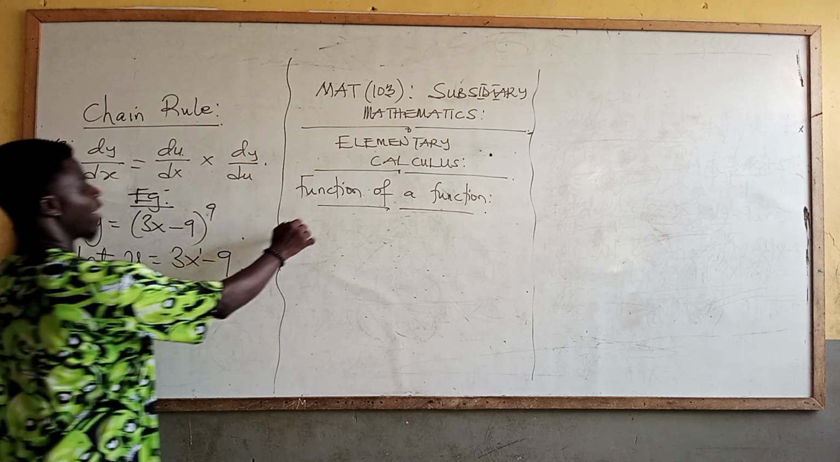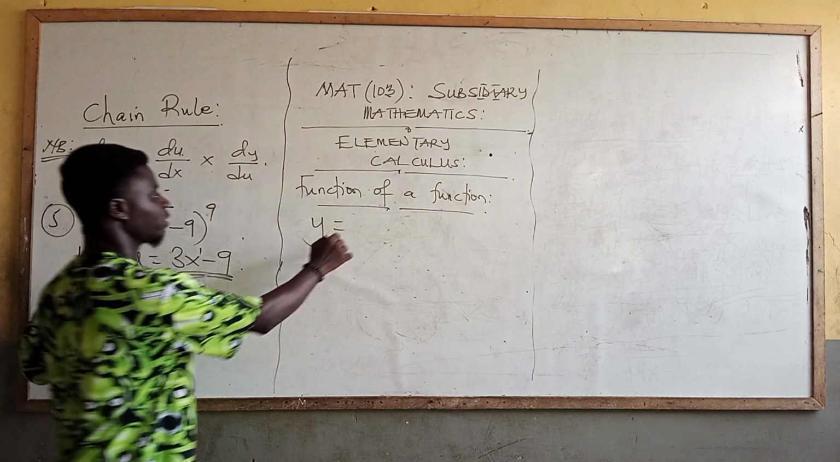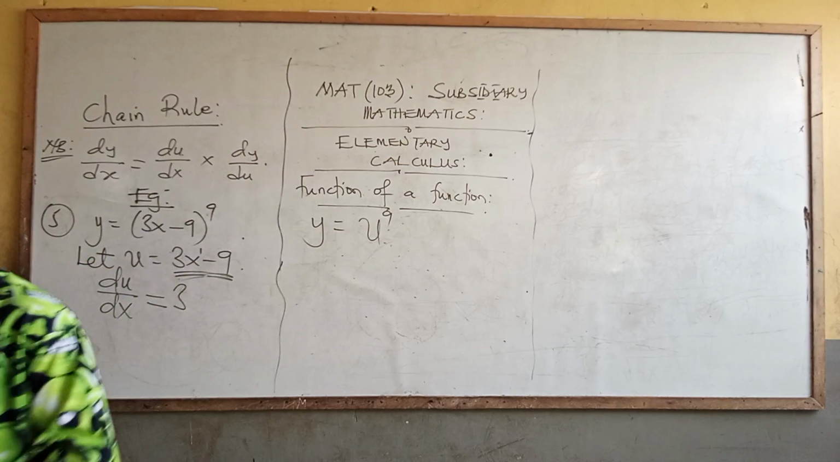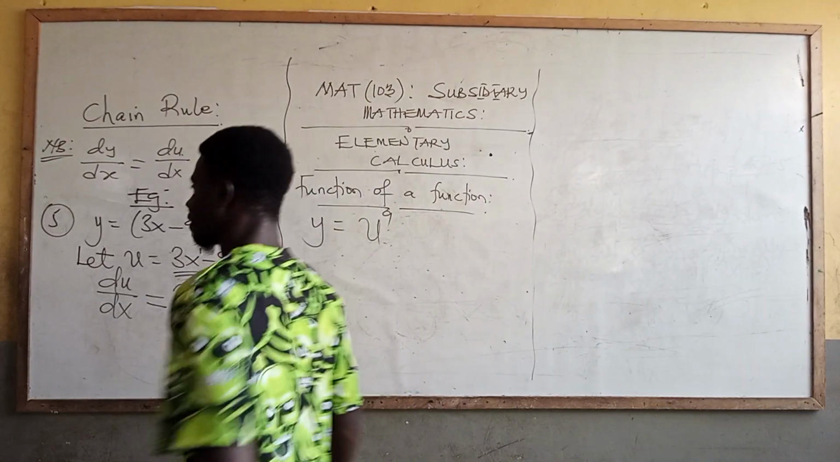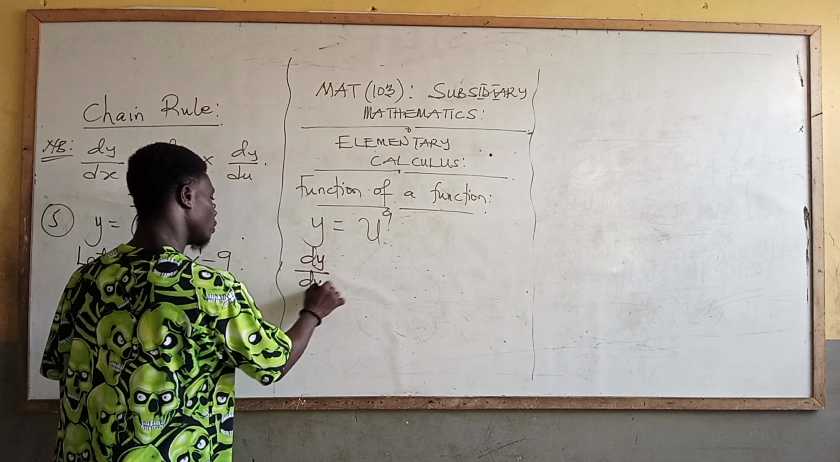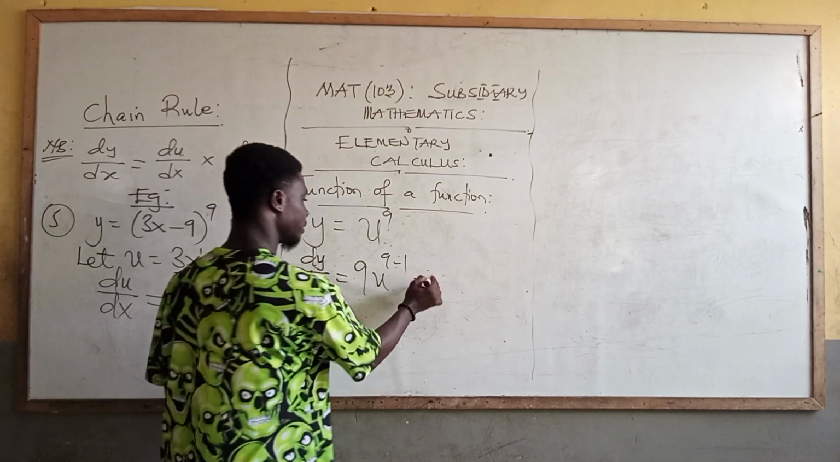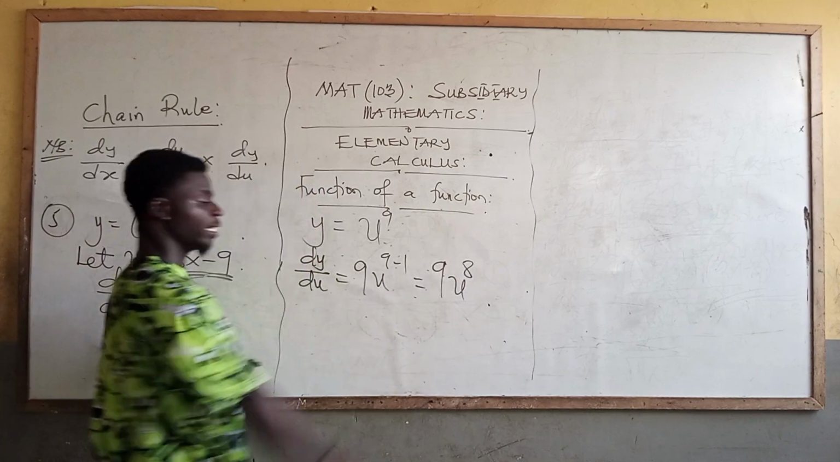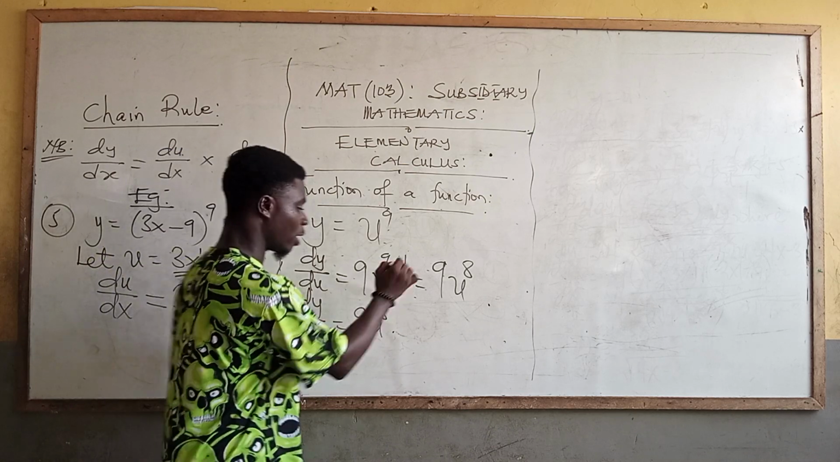Then now, I have y equals, because I know that my u is 3x minus 9, so we substitute u to the power 9. Follow it very, very carefully. So now, let's proceed. I have y equals u exponent 9. We can differentiate y with respect to u. Very simple: 9 drops down, we subtract 1 from the exponent. So we have our dy over du as 9 u to the power of 8.